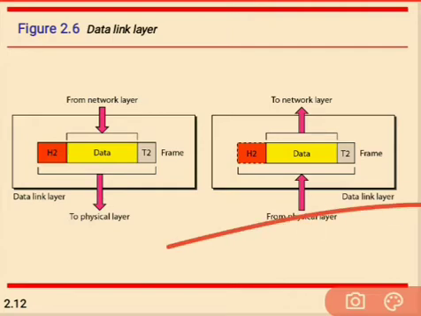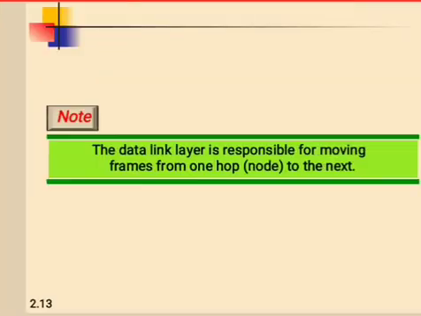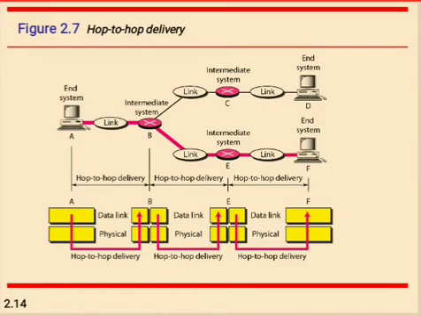Next, we are going to see hop to hop delivery. In this diagram we can see the data link layer and the physical layers, and how the data is sent from one side to another side in the system.